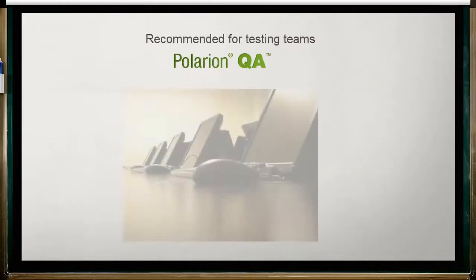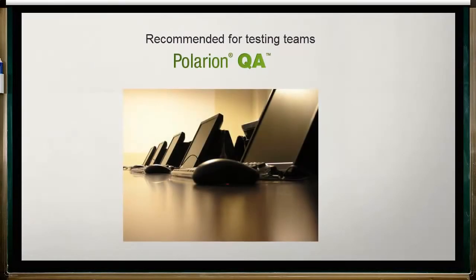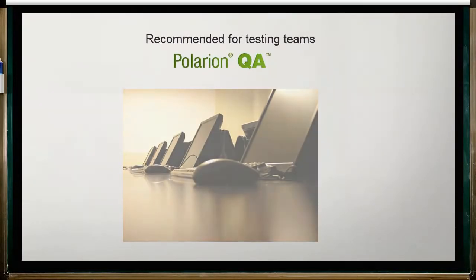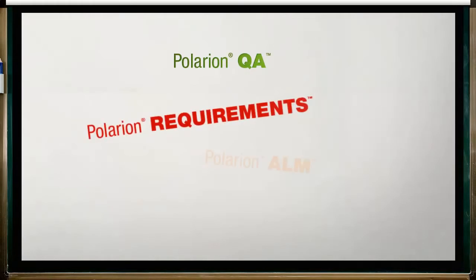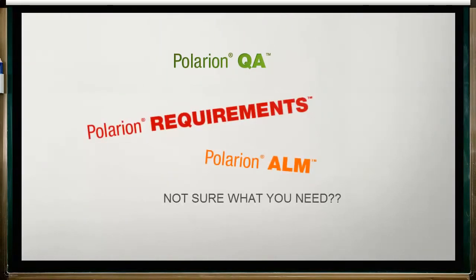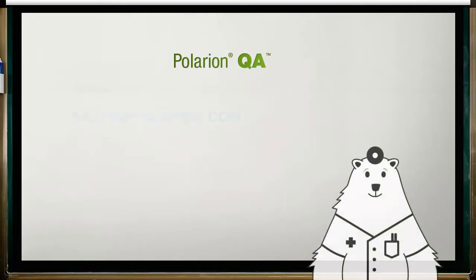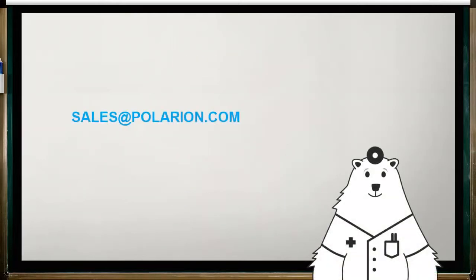Polarion QA is probably the best choice for teams dedicated to testing and quality assurance. If you're not sure which product or product mix would best meet your needs, Polarion sales engineers have a lot of experience helping people figure out exactly that. An email to sales@polarion.com will get you started.